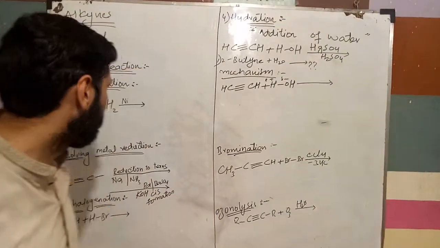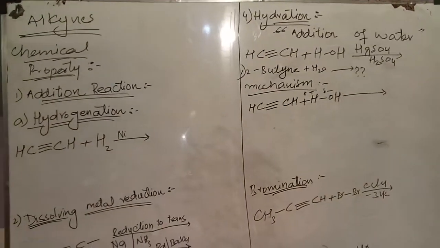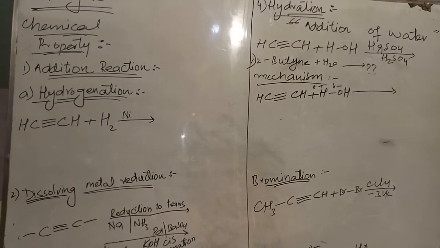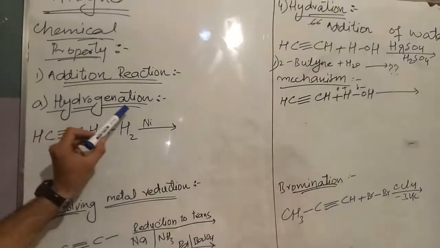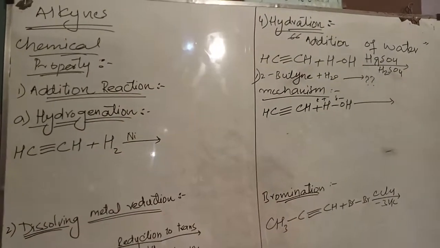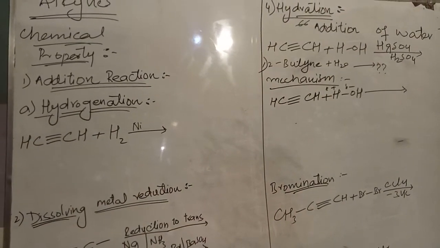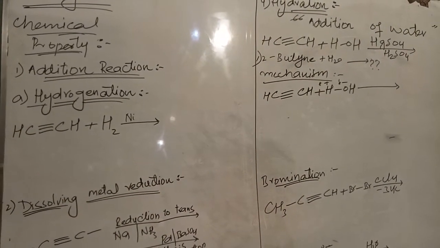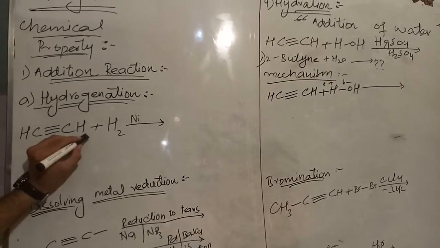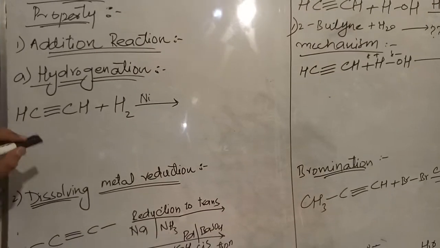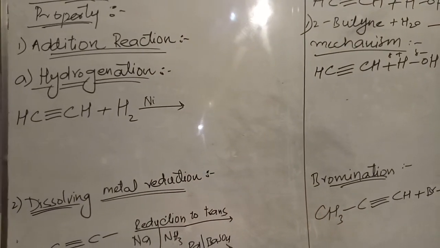So let's start. The first type of reaction is addition reaction, and in addition reaction our first topic is hydrogenation. As you are familiar with the term hydrogenation, it means addition of hydrogen. So we are going to add hydrogen to our given reactant, alkynes, as we are discussing the chemical properties of alkynes.